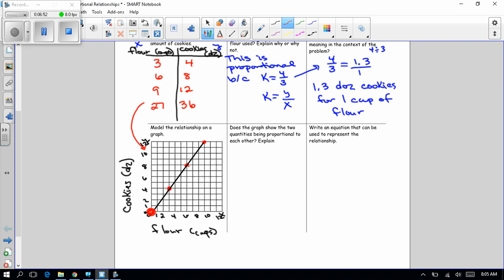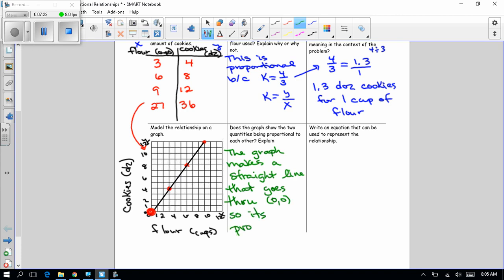It's logical to me. So does the graph show that these two are proportional, right? That very next question. Yeah, the graph makes a straight line, doesn't it? It makes a straight line that goes through 0, 0, so it's proportional. Right? We have a proportional relationship here.